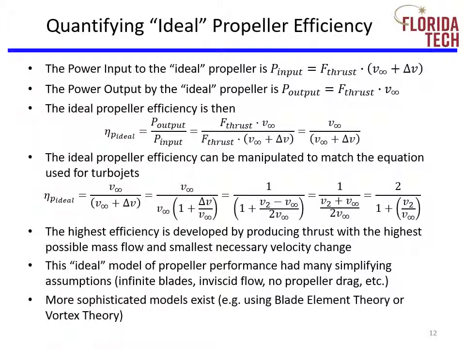The ideal propeller efficiency can be manipulated to match the equation used for turbojets. The end result is 2 divided by 1 plus the ratio of V2 over V infinity. The highest efficiency is developed by producing thrust with the highest possible mass flow and the smallest necessary velocity change. This ideal model of propeller performance had many simplifying assumptions: infinite blades, inviscid flow, no propeller drag, etc. There are more sophisticated models that exist that use blade element theory or vortex theory.